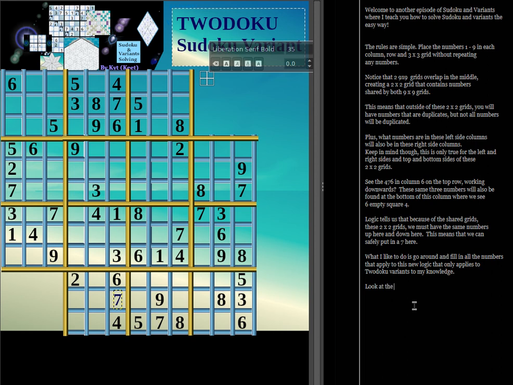Look at the 5 and 6 in column 1. Column 1, row 4. Let's go to the right side in the same row and look at where we might put a 5 and a 6.